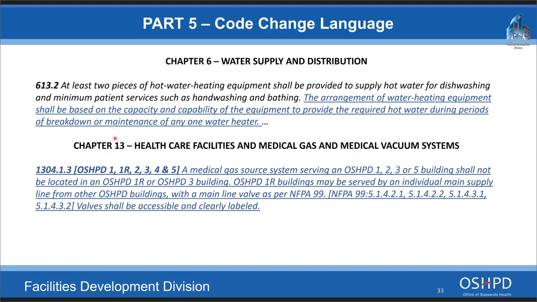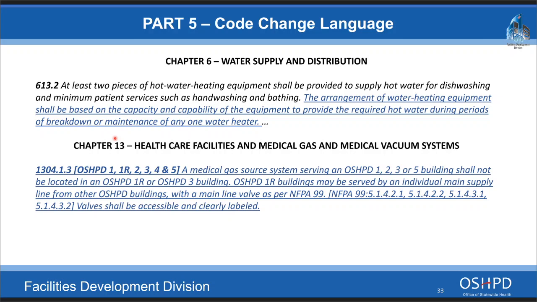Okay, 613.2. I was repeatedly surprised how hard this is to understand. It was confusing beforehand, so we made it very concise. We're looking for redundancy in the hot water equipment arrangement. So we say here the arrangement of water heating equipment shall be based on the capacity and capability of the equipment to provide the required hot water during periods of breakdown or maintenance of any one water heater.